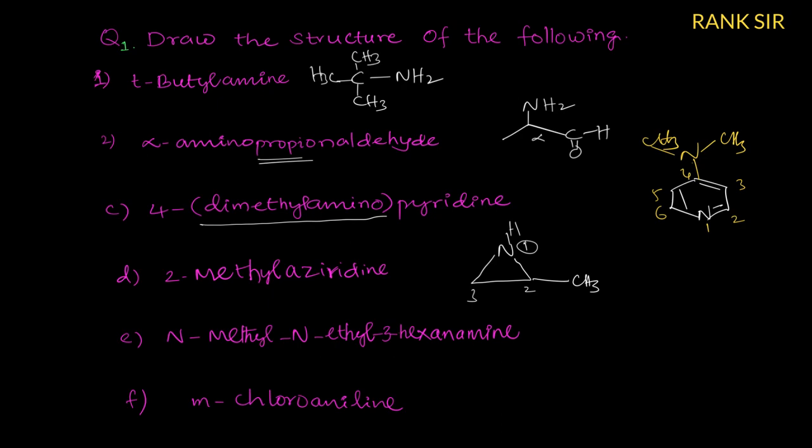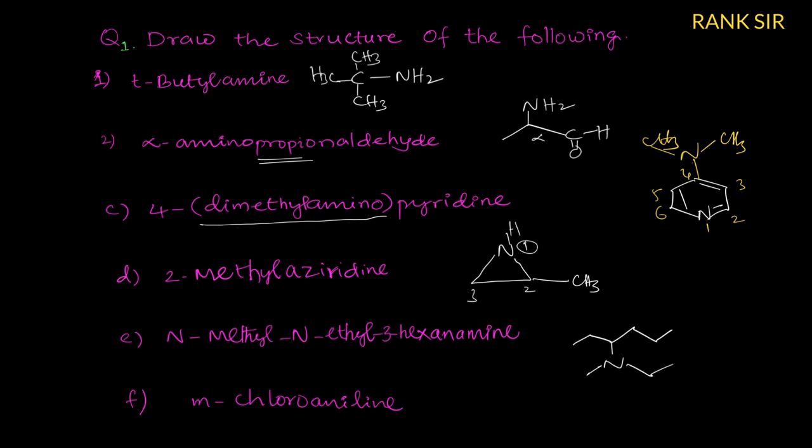Then, what is the next? N-methyl, N-ethyl, 3-hexanamine. Hex means how many carbons? 6. 2, 3, 4, 5, 6. Then which position do we have? The amine group is at the third position. Therefore, we have the third position, 1, 2, 3. On that one, a methyl group is there. Another is an ethyl group.